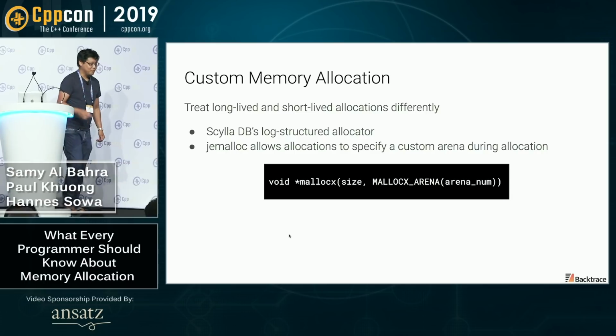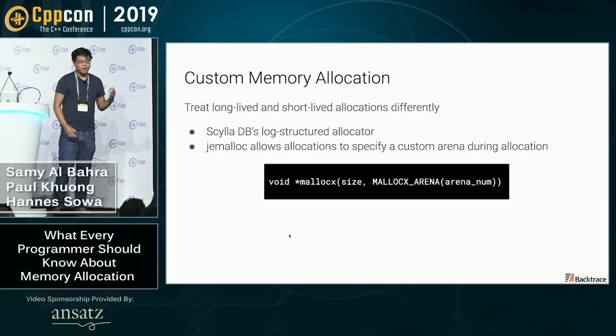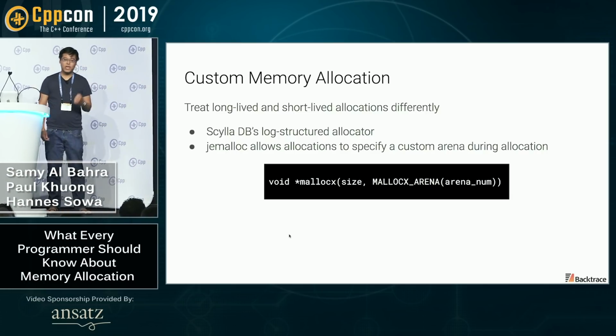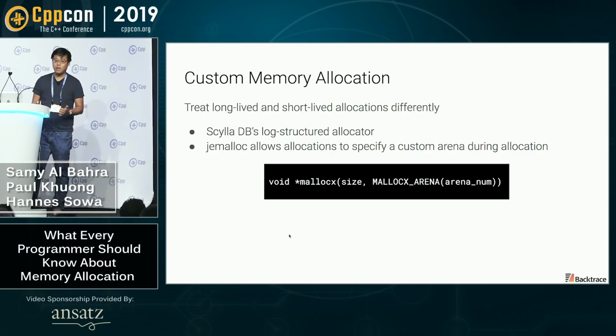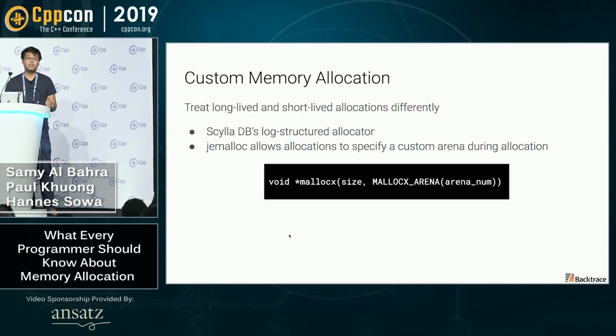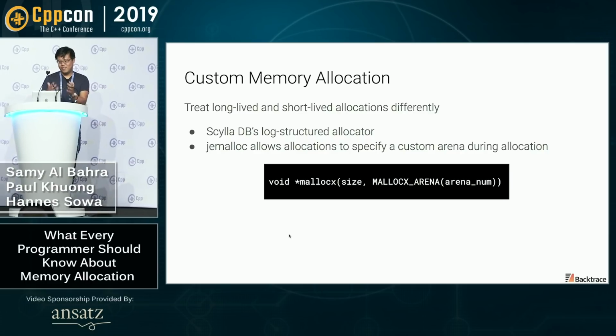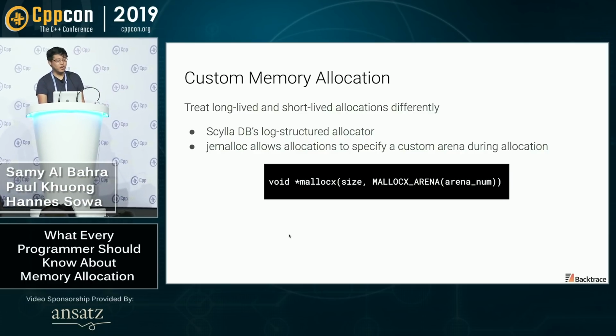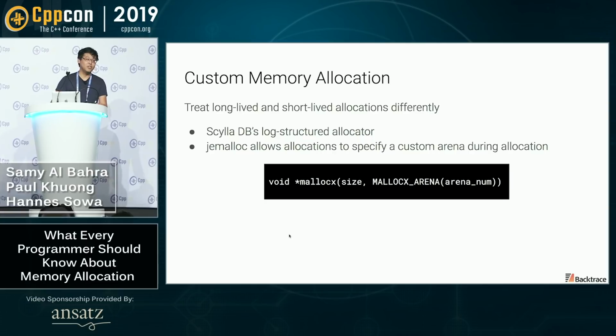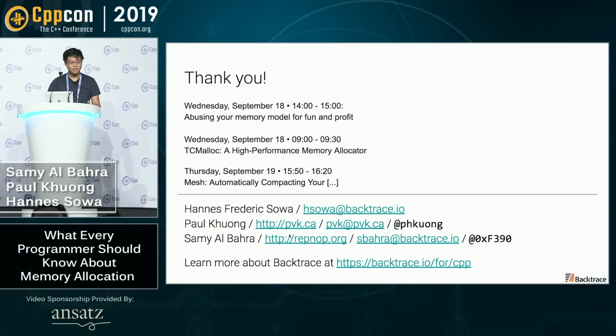All right, and this is more tentative. If you have a mix of short-lived and long-lived allocation, try to treat them differently. ScyllaDB does that with its log structured allocator, and they found it was very good for performance and fragmentation. You could also try to do the same thing by specifying the arena you want to use in jemalloc.